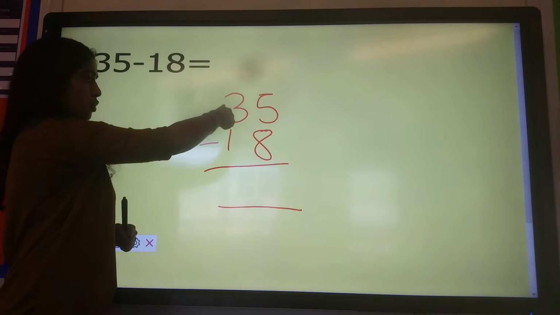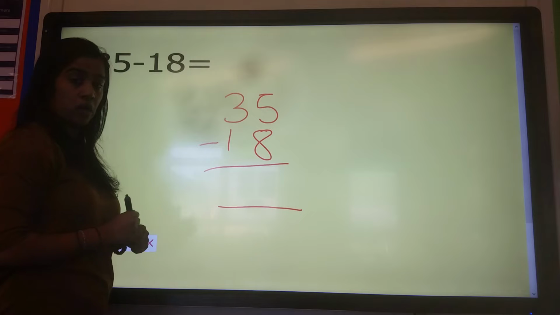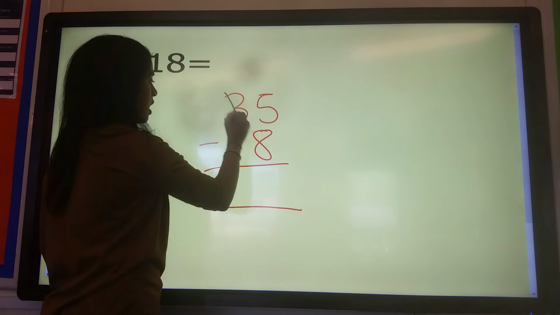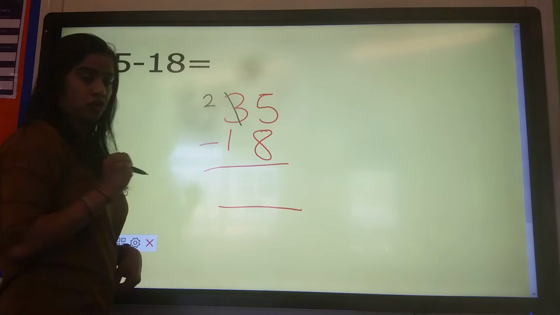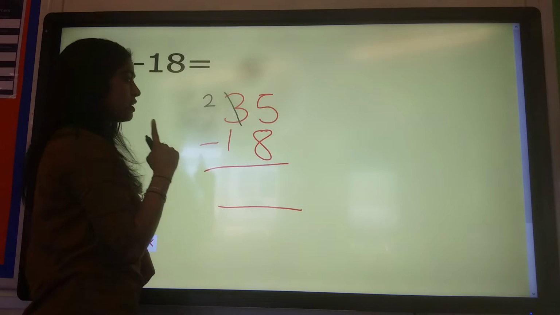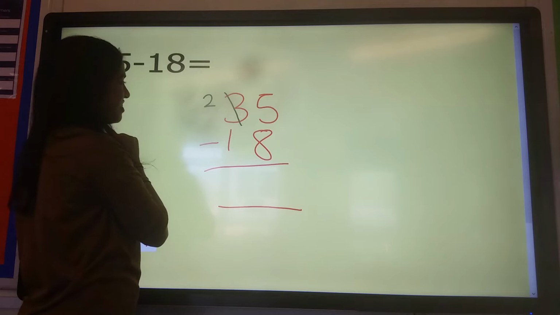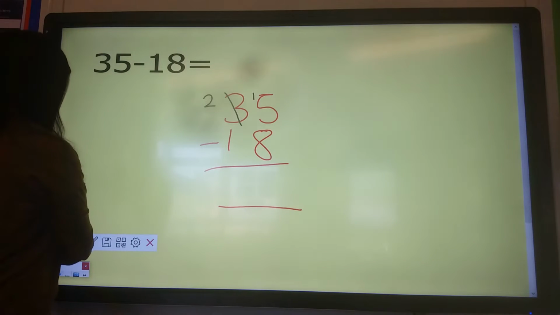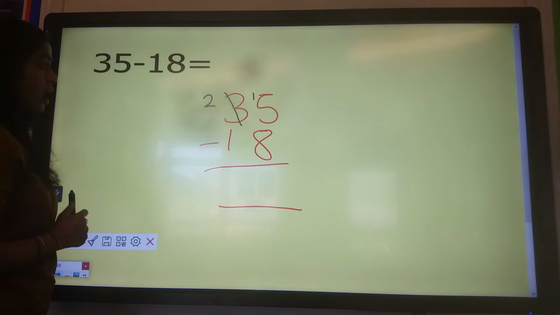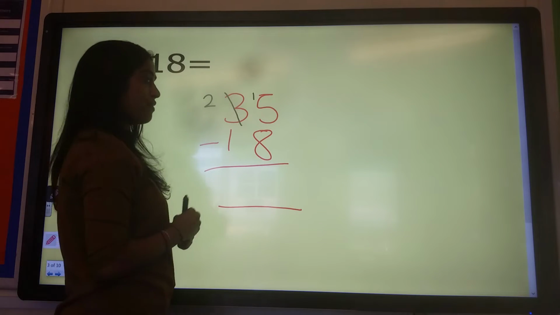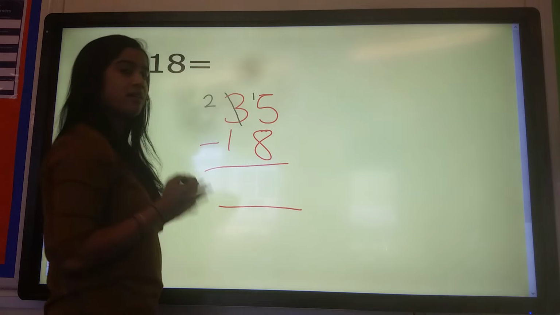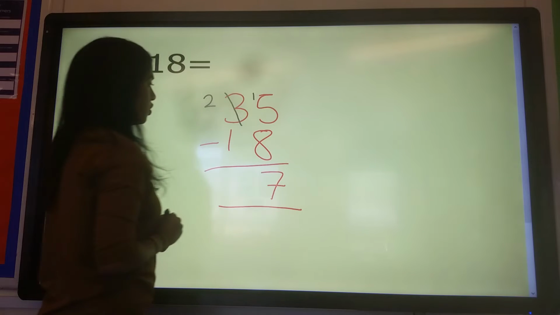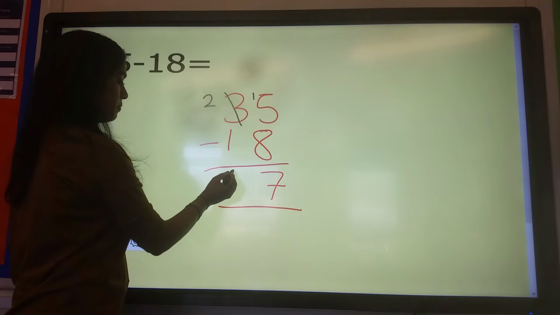I need to go next door, look at the number in the next column, and I need to take one of their numbers. So the 3 becomes a 2, okay? And the number that I've taken, so I've taken one from the number in the next column, I write that here next to my number here. So now 5 has become 15. So I now have 15 minus 8. 15 minus 8 is 7. 2 minus 1 is 1.